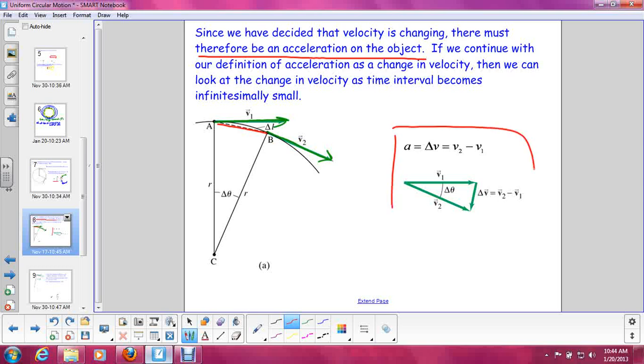And we end up with a picture like this, where we have our initial velocity from A, which is v1 right here. And we have our second velocity from point B, which is v2, and we add them together. And what we get is our result. This is the change in that velocity, how much the direction changes over that time period.